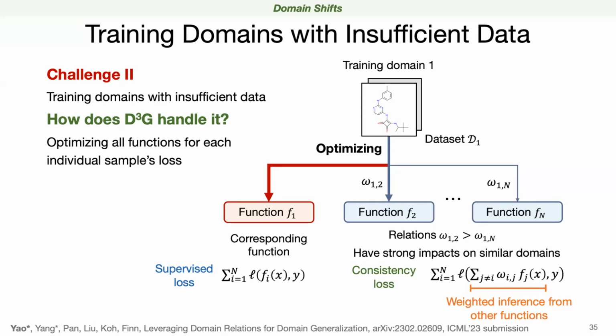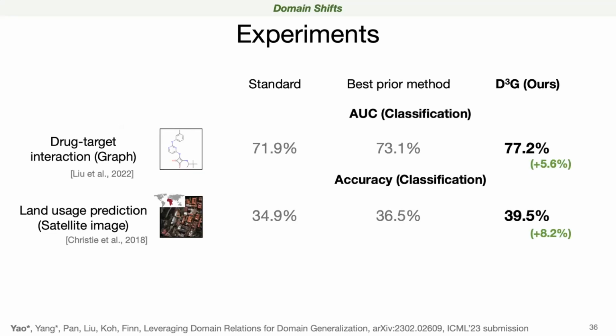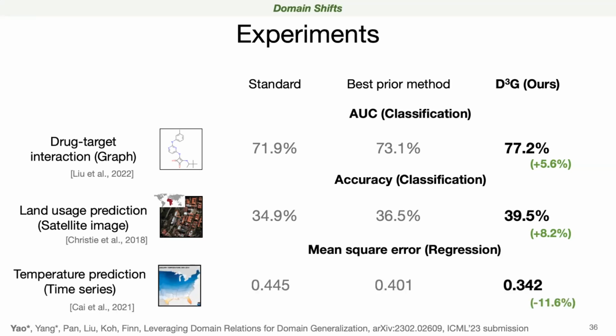In our experiments, we apply this regime on the drug target interaction problem, which is graph data, and on land usage prediction, where we need to generalize to unseen new regions using satellite image data. We can observe that this regime achieves better performance compared with the best prior methods. For a fair comparison, we also leverage this domain metadata in these best prior methods. We also apply it on a regression problem, temperature prediction, where we use time series data and aim to generalize the model from some regions to other regions. We can also observe this regime reduces predictive error compared with the best prior methods.